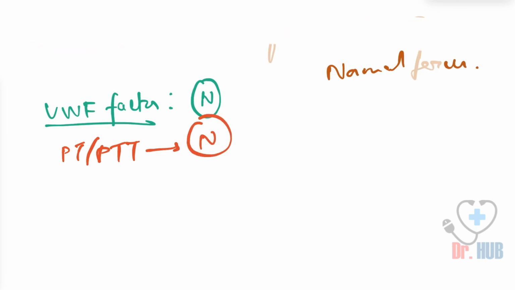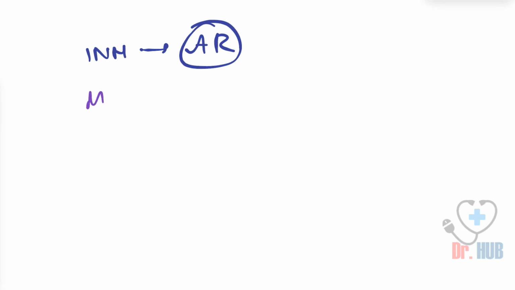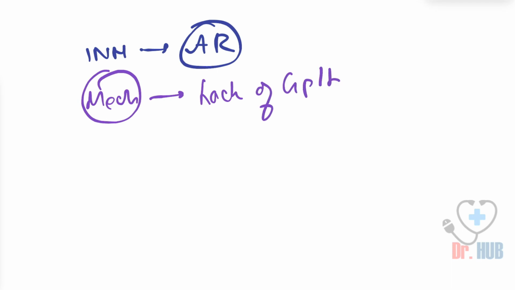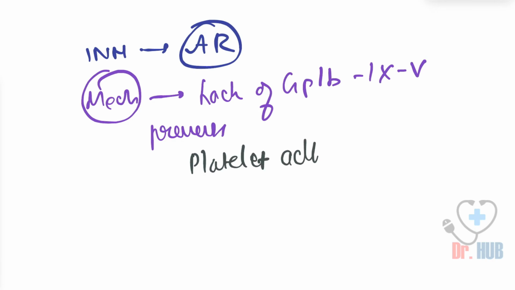Now we'll move on to answering our questions. The first question we asked was, what is the inheritance pattern of Bernard-Soulier syndrome? The inheritance is AR, that is autosomal recessive. And next, what is the mechanism of this? The mechanism is that there is a lack of GP1B-9-5. So what this does is it prevents platelet adhesion to the von Willebrand factor.